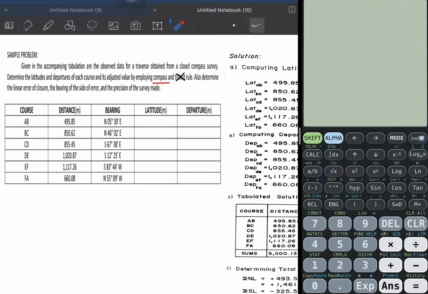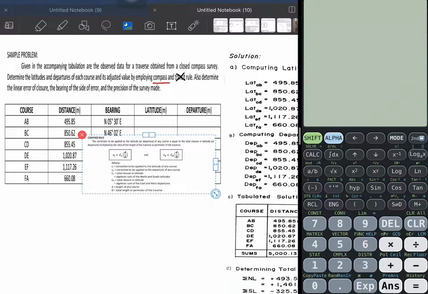Okay, so for this problem, you are given in the accompanying tabulation the observed data for a traverse obtained from a closed survey. So you determine the latitudes and departure of each course and its adjusted value by employing compass rule. Also determine the linear error of closure, the bearing of the side error, and the precision of the survey made, or that is the relative precision. But before we continue, let's have first the formulas for compass and transit rule.